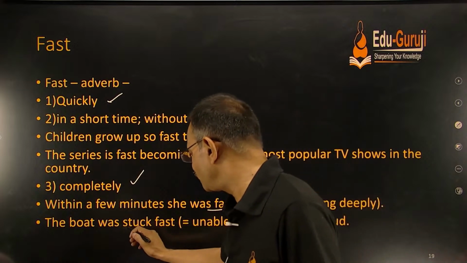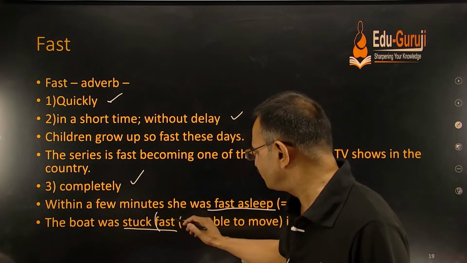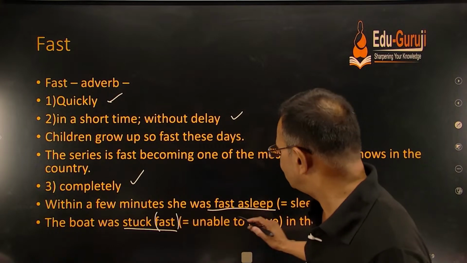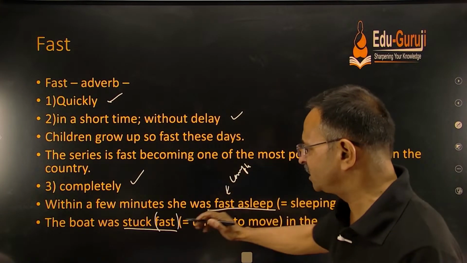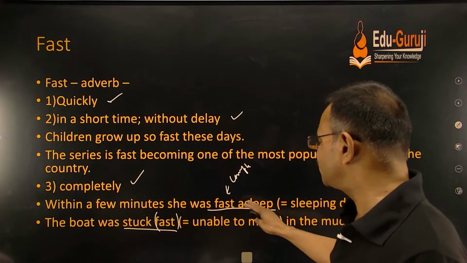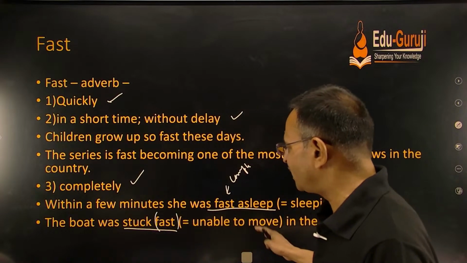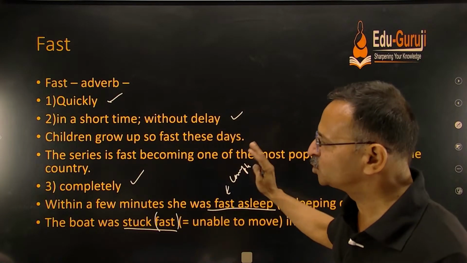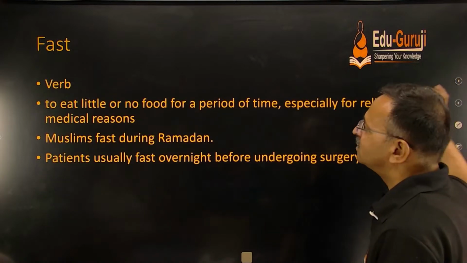And then the boat was stuck fast. So what does fast here mean? It means completely, and fast here also means completely. So the paraphrase version would be, within a few minutes she was completely asleep and the boat was stuck fast. So that is how it is used. This is how we use fast as an adverb.